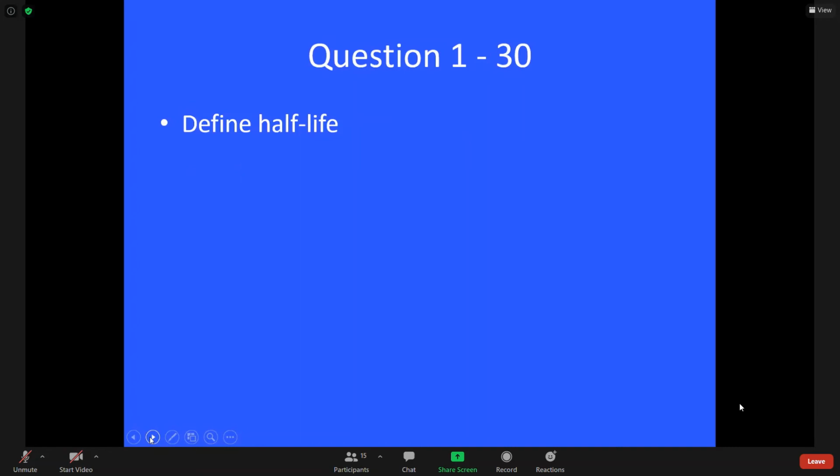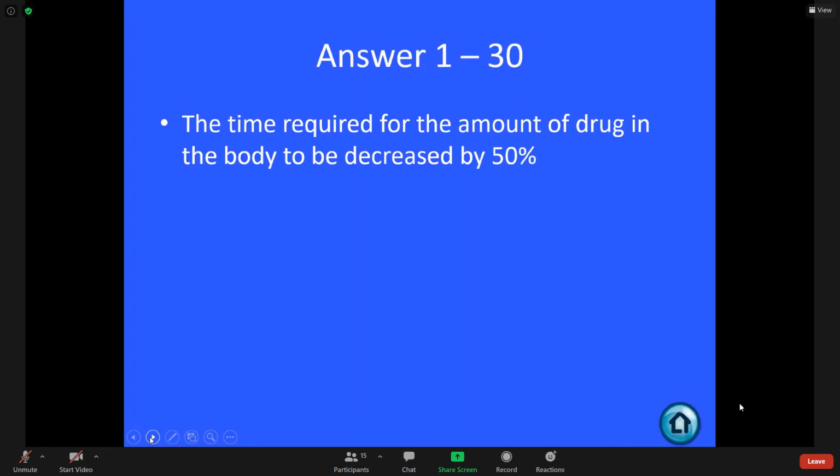It's the length of time that's required for the concentration of a substance to decrease to half of the starting point of the dose. Exactly. So the basic way of looking at that, it's the time required for the amount of the drug in the body to be decreased by 50%. The importance of half-life is that it helps determine the timing for dosing. If a drug has a short half-life, then you might require multiple doses, versus a long half-life will require less dosing.